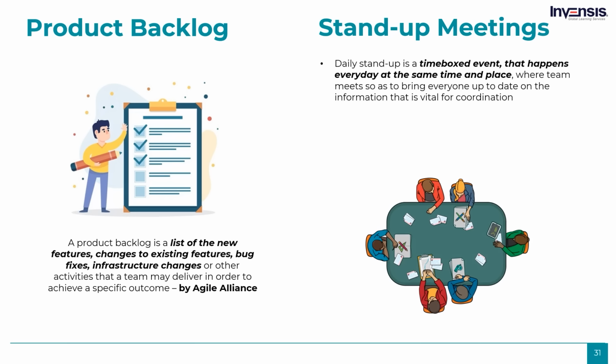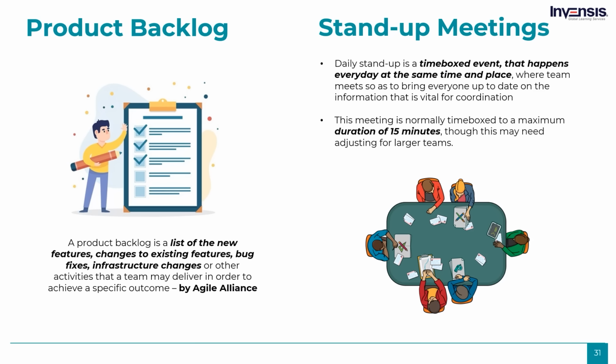Stand-up meetings. Stand-ups are one of the fundamental parts of Agile development. In many sports like football and rugby, the team huddles before each play. It keeps the team informed, connected, and calibrated throughout the game. For software teams, the stand-up is like the team's huddle. Daily stand-up meetings, also known as daily Scrum meetings, are a great way to ensure everyone is on track and informed. To reduce the complexity, the meeting takes place at the same time and the same place daily. This meeting is normally time-boxed to a maximum duration of 15 minutes, though this may need adjusting for larger teams.